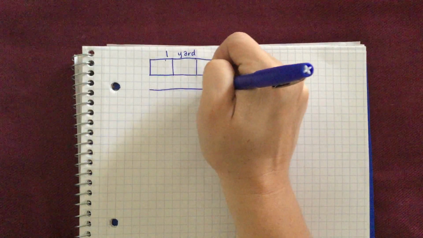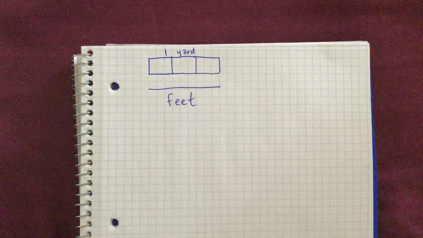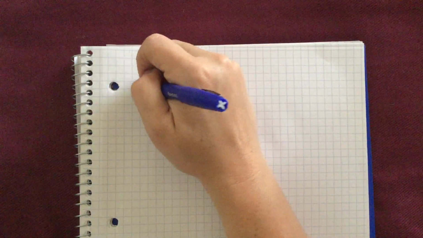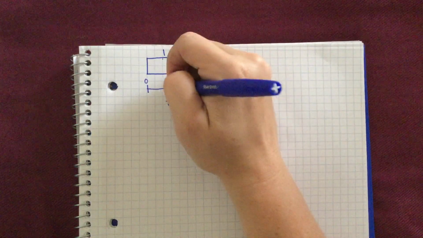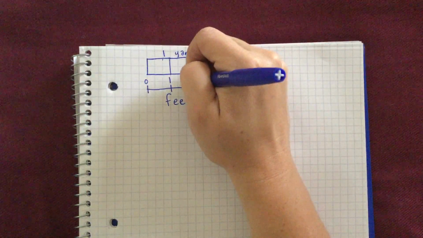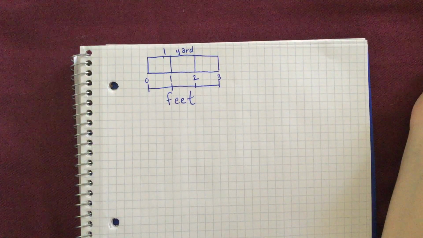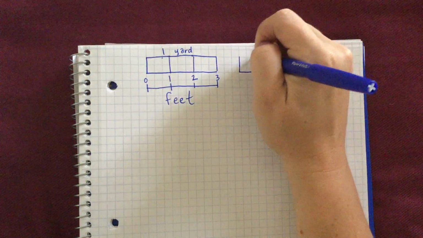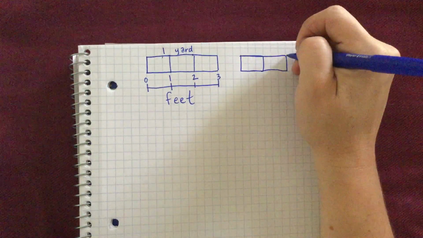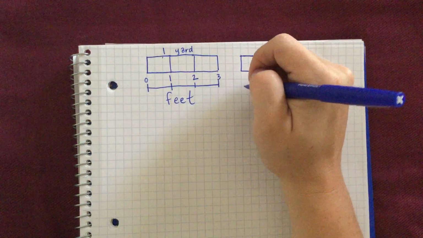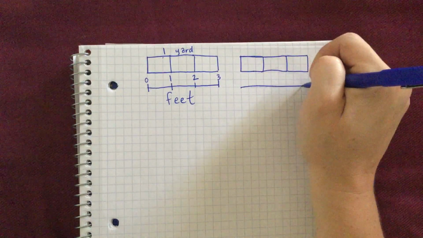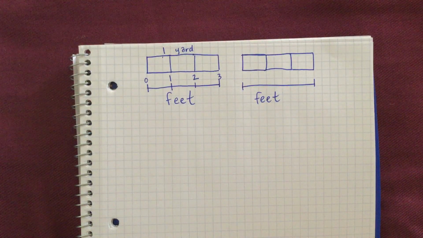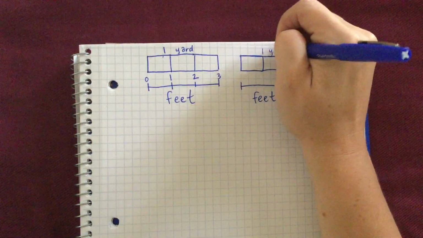That means if we look down here at our line, how many feet do we have in 1 yard? Starting here, we have 0 feet. Next is 1 foot, 2 feet, 3 feet are in a yard. But what if I had two yards? How many feet would that be? Be another 3, right?